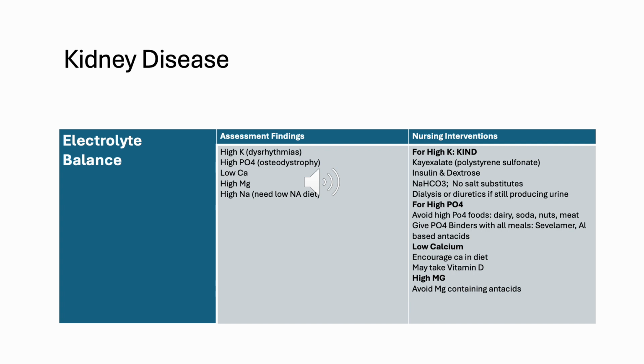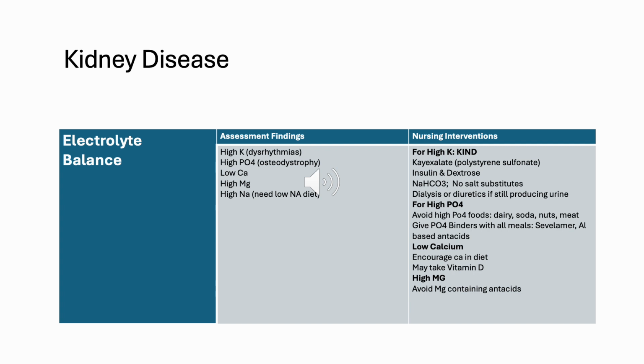Okay, for electrolyte imbalances, there's going to be a lot of electrolyte imbalances if somebody has kidney disease, because the kidney can no longer remove potassium through the urine, okay? So the patient is going to have a high potassium and they're going to suffer from dysrhythmias because of this. So you always want a patient with kidney disease and a high potassium to be on a monitor. They're going to have high phosphate levels and low calcium levels.